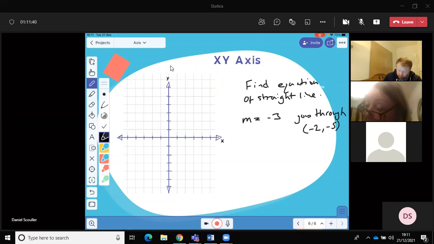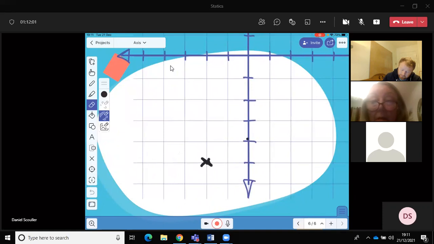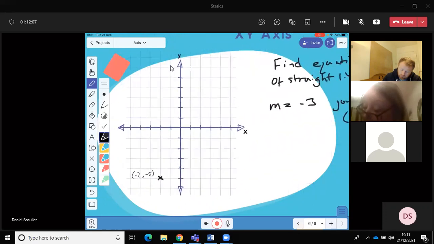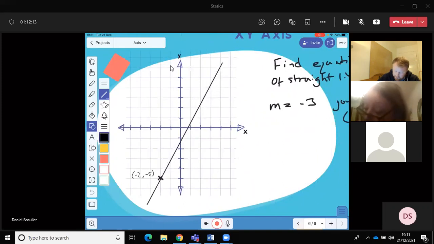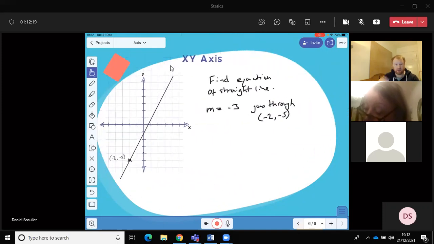Okay, so -2, -1, 2, 1, 2, 3, 4. So that's -2, negative. It's a negative gradient, so it's going to sit at an angle like that. So I know how it sits. I know it goes through -2, -5.